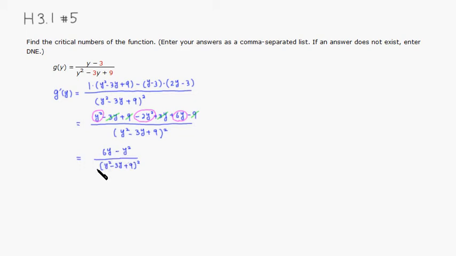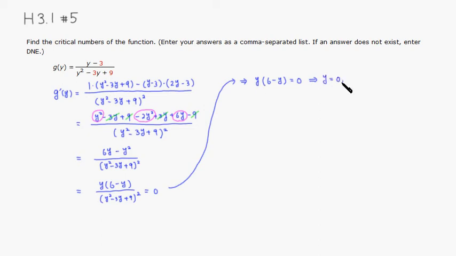Then we can probably pull y out, since y is common in the numerator, so you have y times 6 minus y. On the denominator, y squared minus 3y plus 9, squared. Then we set this equal to 0. In order to make the fraction equal to 0, we just have to make sure that the numerator is equal to 0. So y times the quantity 6 minus y equals 0, so y is 0 or y is 6. Those are critical numbers.